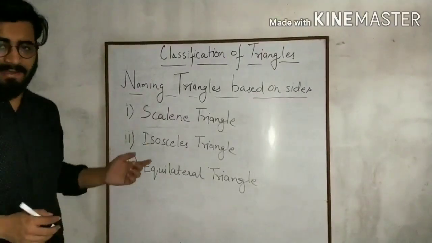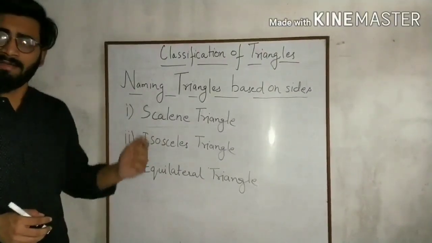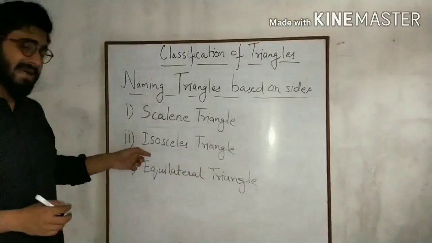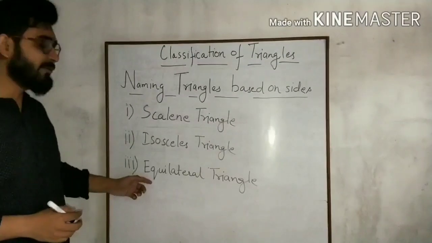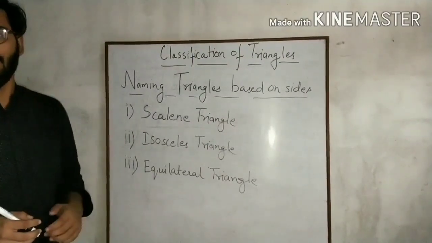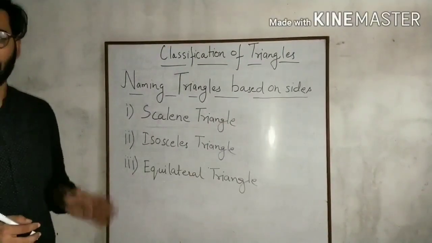So basically there are three types of triangles based on sides. First one is scalene triangle, which is having all three unequal sides. Second one is isosceles triangle, which is having two equal sides, and the third one is equilateral triangle, in which all the sides are equal.